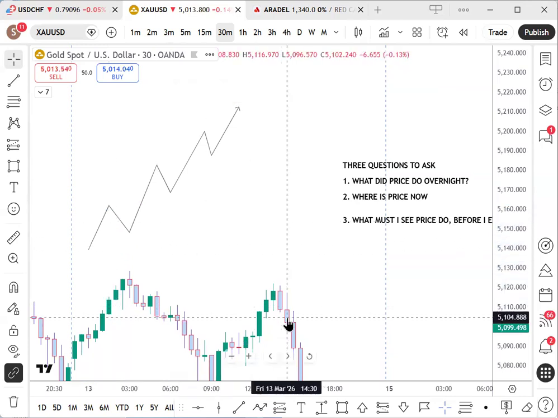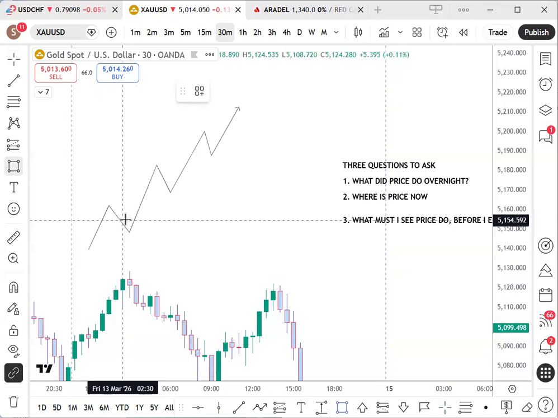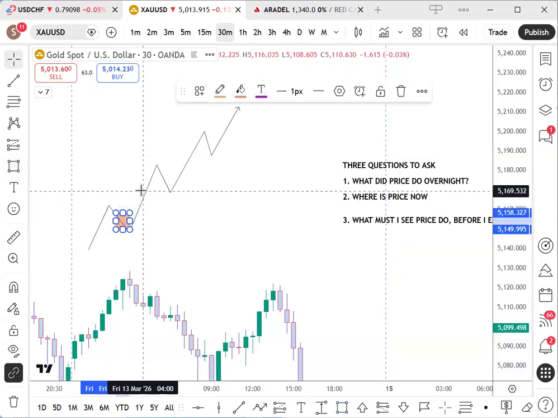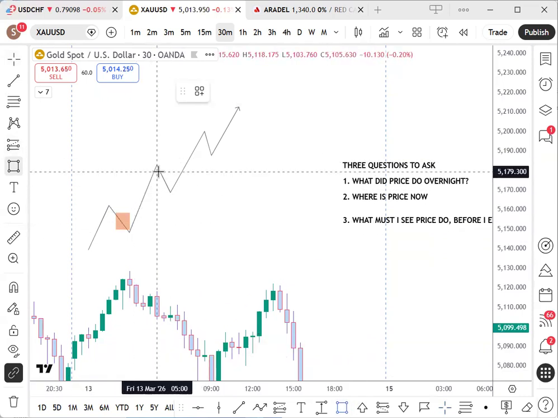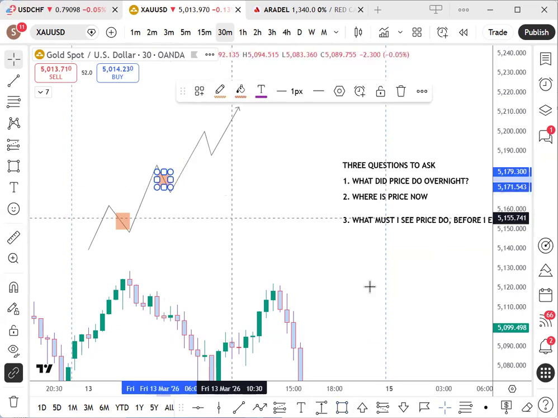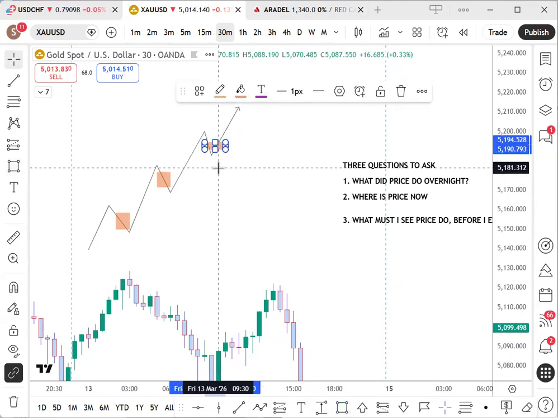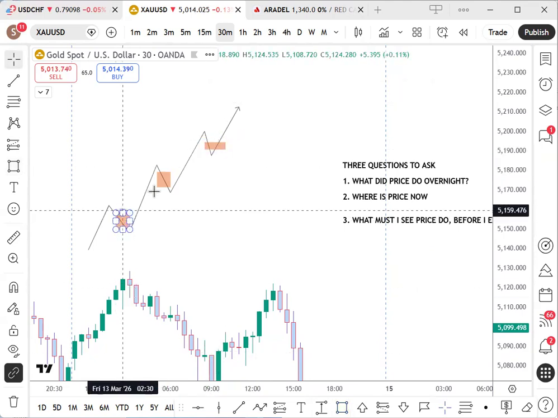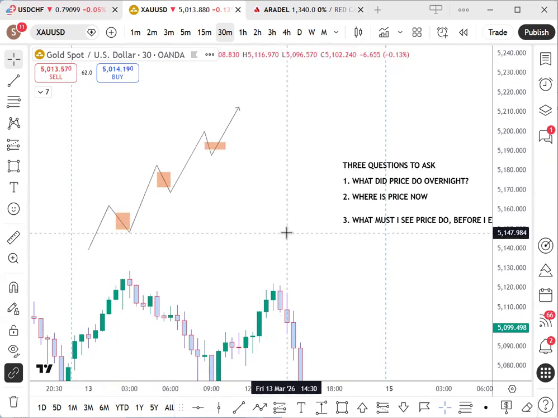So we want to get on the pullback, get an entry somewhere there, and then get another one when it moves up. When this then moves up, we want to get another entry around there, in the pullback of the pullback, and then get another entry right there. But for us to be able to trade these break of structures, we need to have three questions.